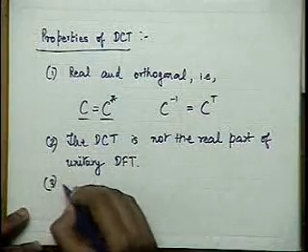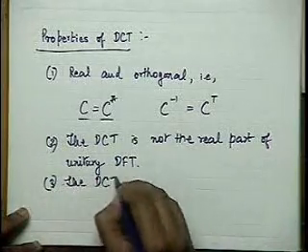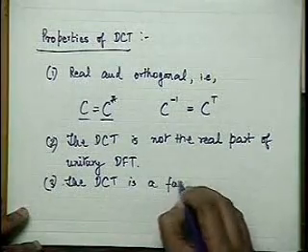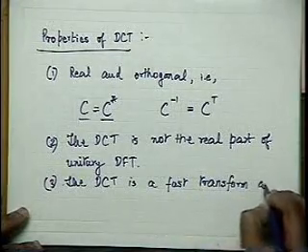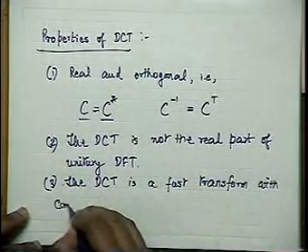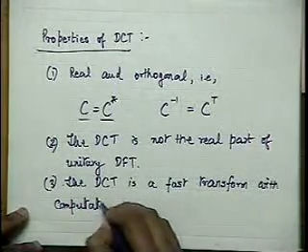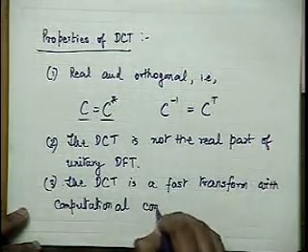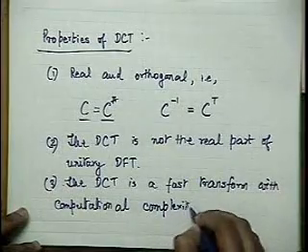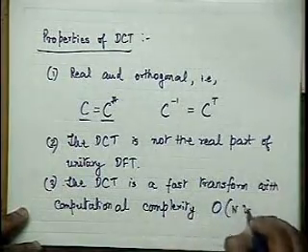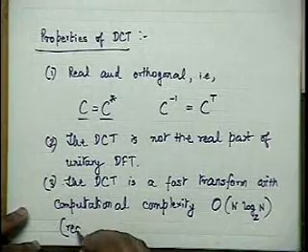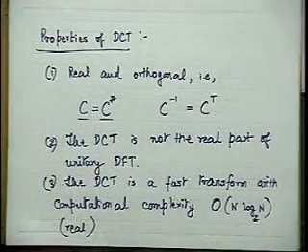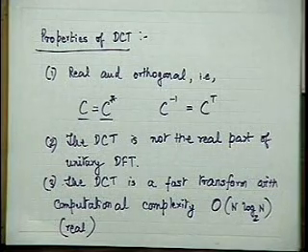So the DCT is a fast transform with computational complexity of order n log to the base 2 n, and all these are real computations, not complex as in the case of DFT. All right.